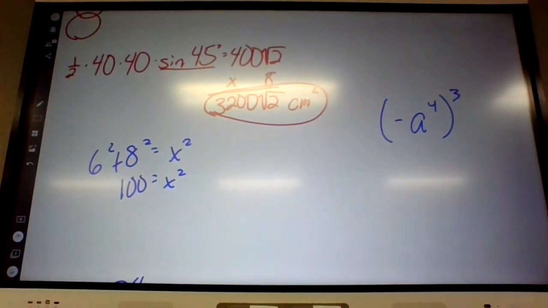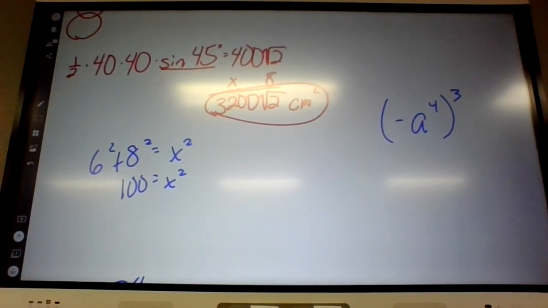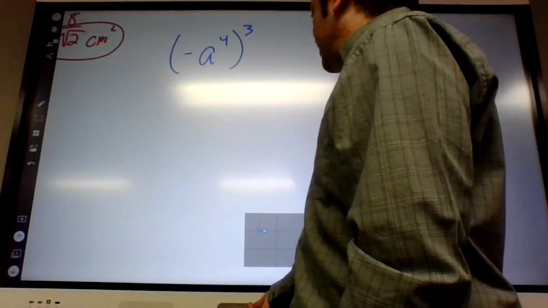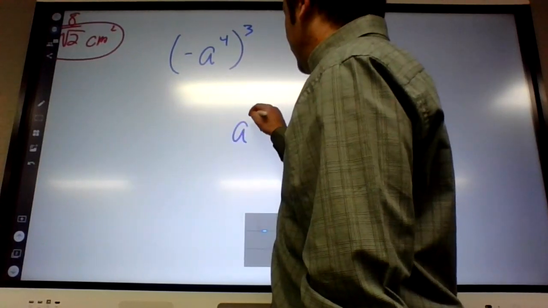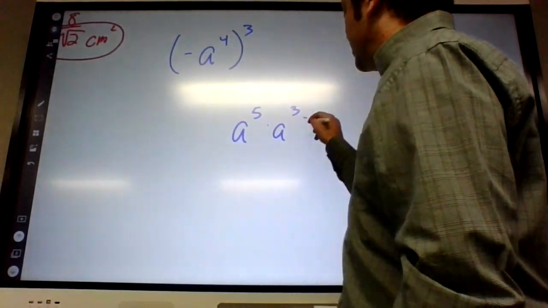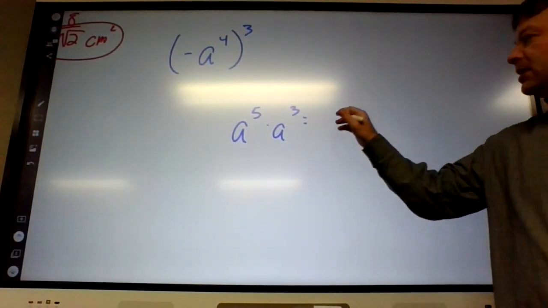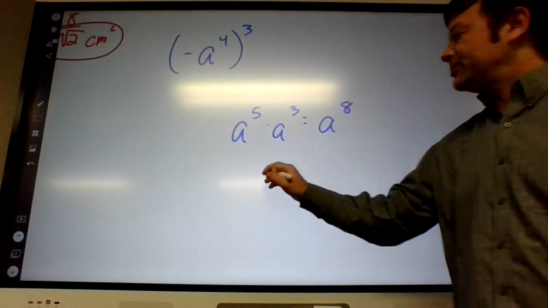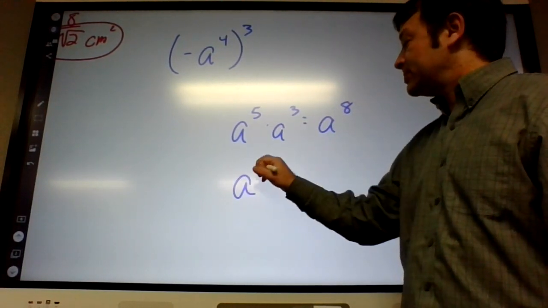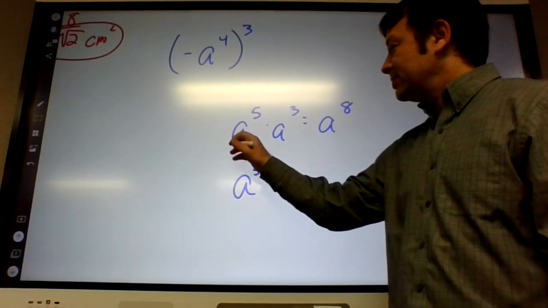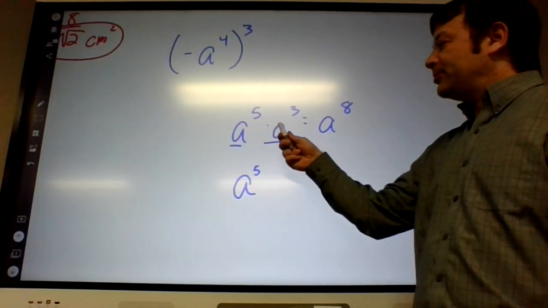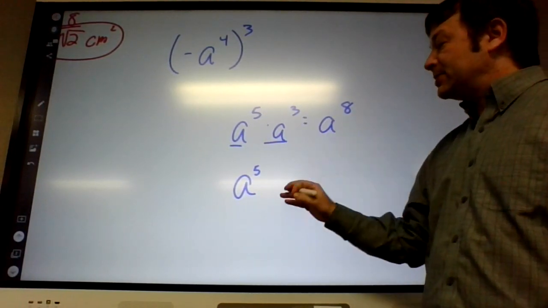Okay, we are dividing today. We talked a little bit about it yesterday, so let's go through our thing real quick. If we have a to the fifth times a to the third, what does that equal? A to the eighth. So we just multiply them together, or add the exponents. When the bases are the same and they're multiplied together, you add the exponents.